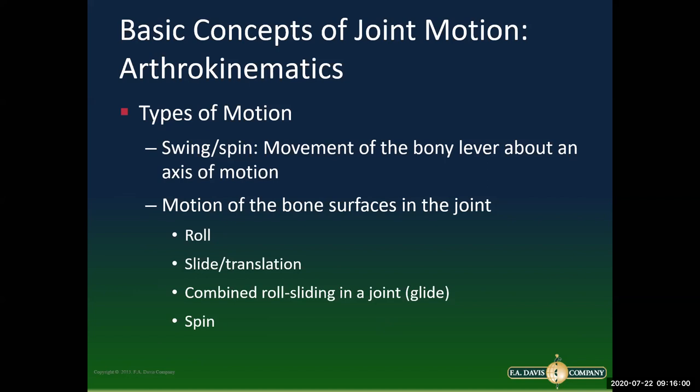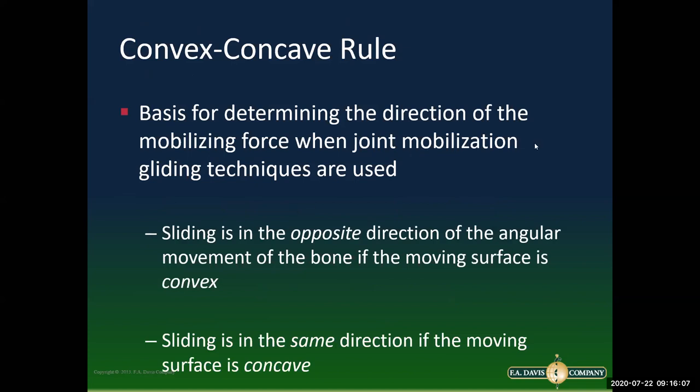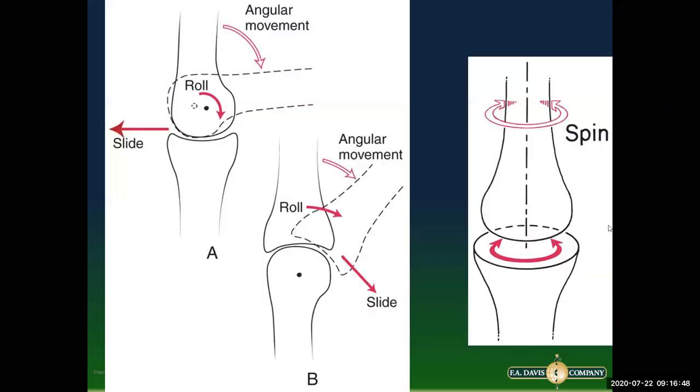Combined roll and sliding in a joint, we get that kind of glide, and then we have that spin again. So all that kind of happens when it's going around. So convex, concave roll, I'm beating this horse until it is literally dead and gone. It's the basis for determining the direction of mobilizing force when joint mobilization techniques are used. Sliding is in the opposite direction of the angular movement of the bone if the moving surface is convex. Sliding is in the same direction of the moving bone if the surface is concave. So what that's saying is, if we've got a convex surface we're moving, you're going to slide in the opposite direction of the movement you're going. Sliding is going to happen in the same direction if we're talking about a concave surface. And that'll make sense when we mobilize for the first time in lab.